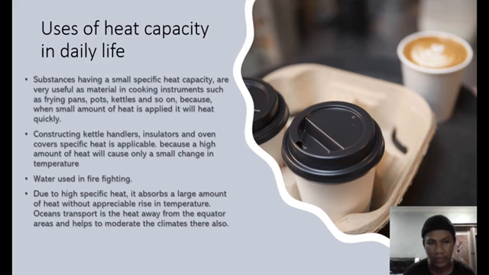Then, water used in firefighting. And the last one is, due to high specific heat, it absorbs a large amount of heat without appreciable rise in temperature. Ocean transports the heat away from the equator area and helps to moderate the climate there also.